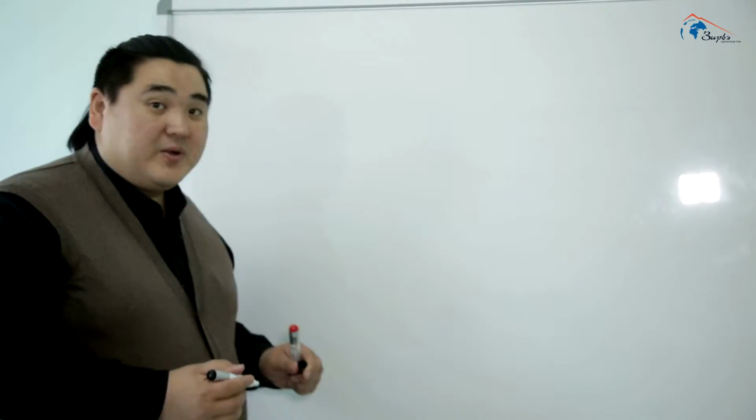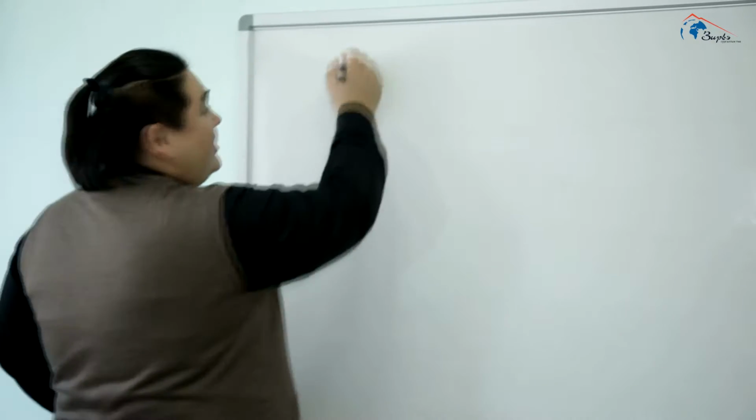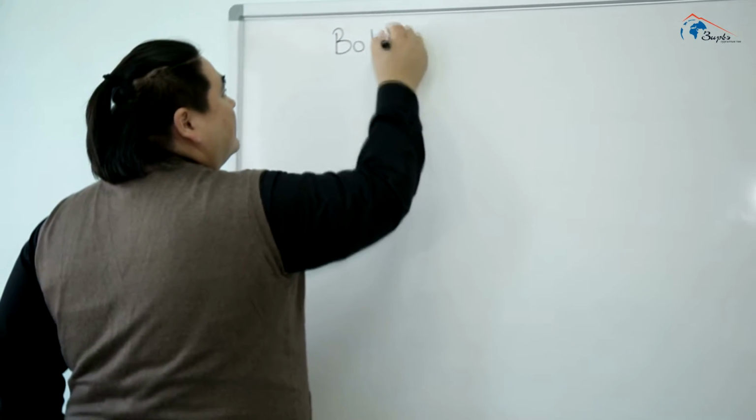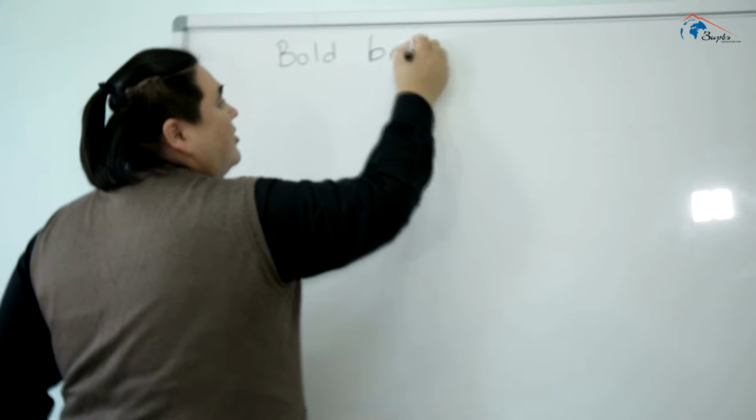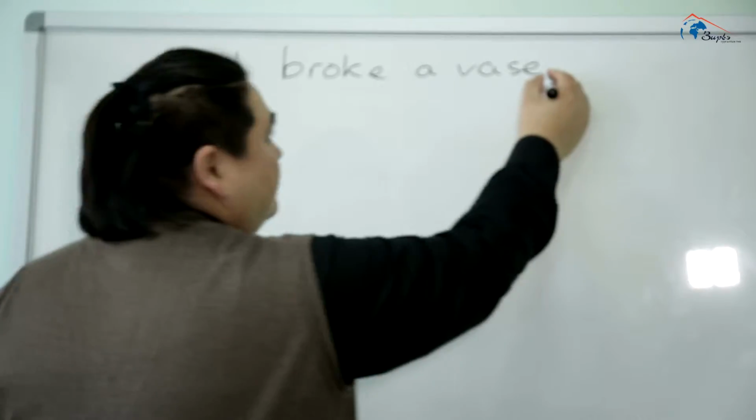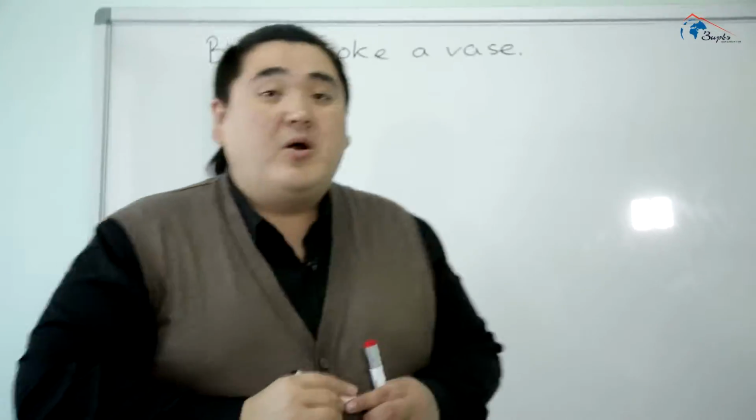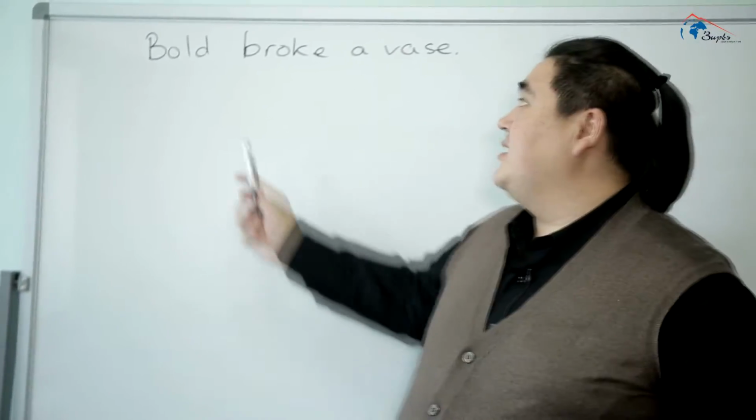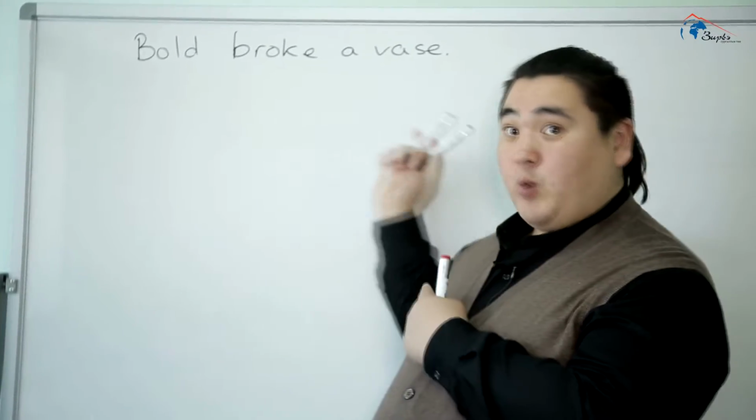Today we're going to learn about passive voice. A very good example of passive voice is when you really want to get out of trouble, so you try to hide whoever the culprit is. So, here's the deal. For example, suppose that Bolt broke a vase. So, Bolt is the culprit here. He is the owner of the action of breaking a vase.